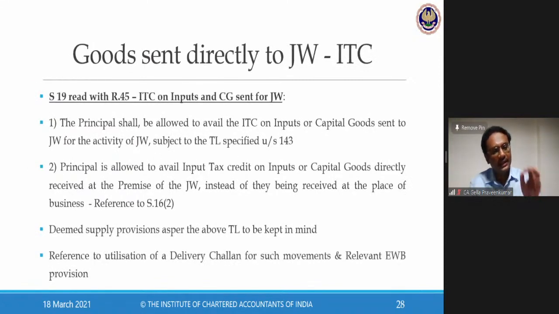Next. This is another important aspect, possible area of dispute, possible area of tax planning. I wouldn't say tax avoidance, tax planning.